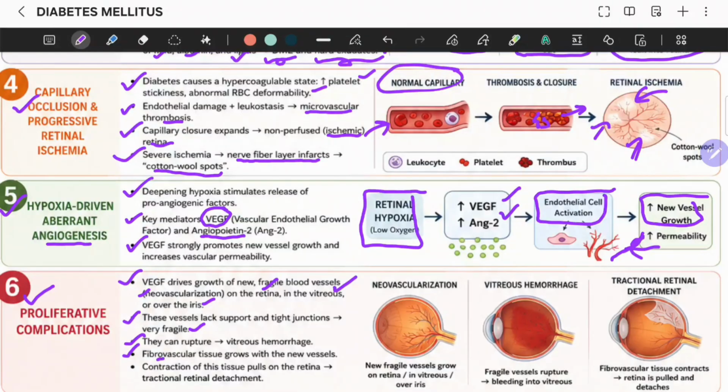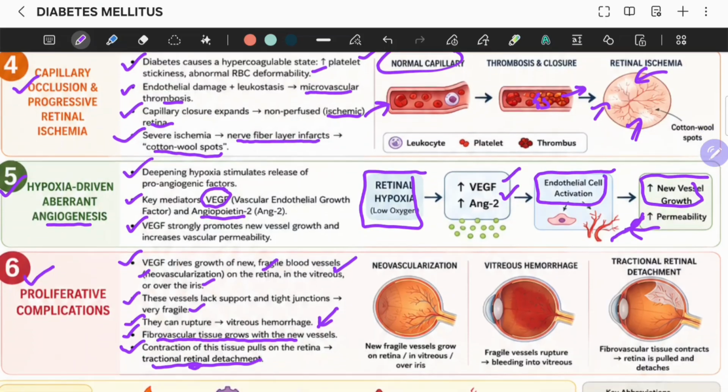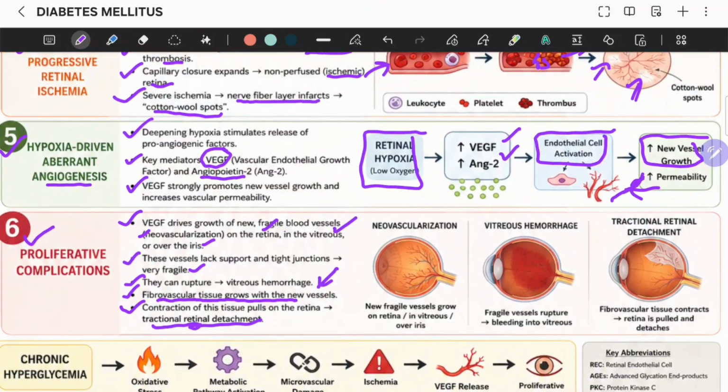Fibrovascular, this is also important, fibrovascular tissue grows with the new vessels, and this fibrovascular tissue, when it contracts, it will pull the retina and it can cause retinal detachment. Contraction of this tissue pulls on the retina and it can cause tractional retinal detachment. So that's why it is a very bad thing. The growth of new vessels is very bad for the eye.